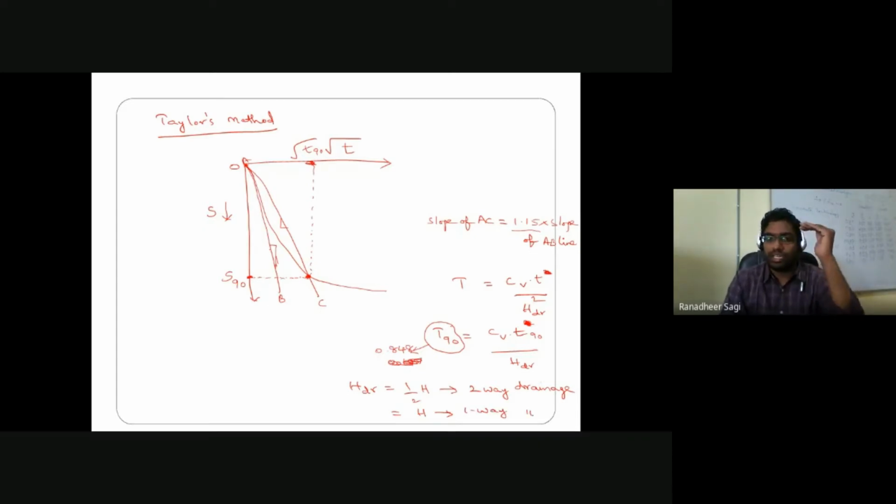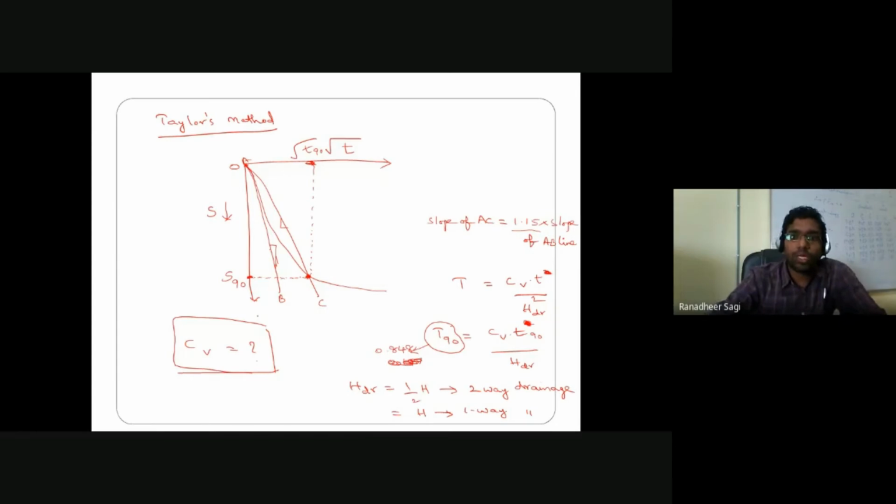Okay, so the time factor value for 90% degree of consolidation is known. The time required for 90% consolidation to happen in the soil is known. And how much is the maximum length that the water particle would travel before it gets drained? In the case of two-way drainage, we know how to write it. In the case of one-way drainage, we know how to write it. Then what is the unknown in this complete expression? Our ultimate objective is to calculate the CV value. That's how we estimate the coefficient of consolidation of this soil based on Taylor's method, which we also call the square root time method.